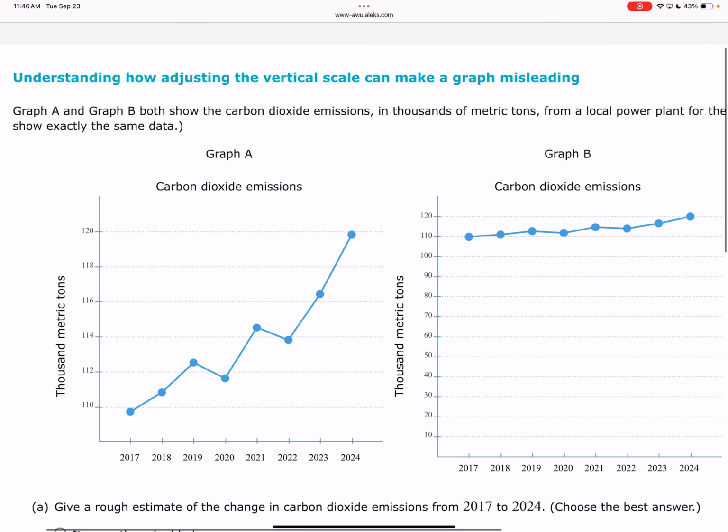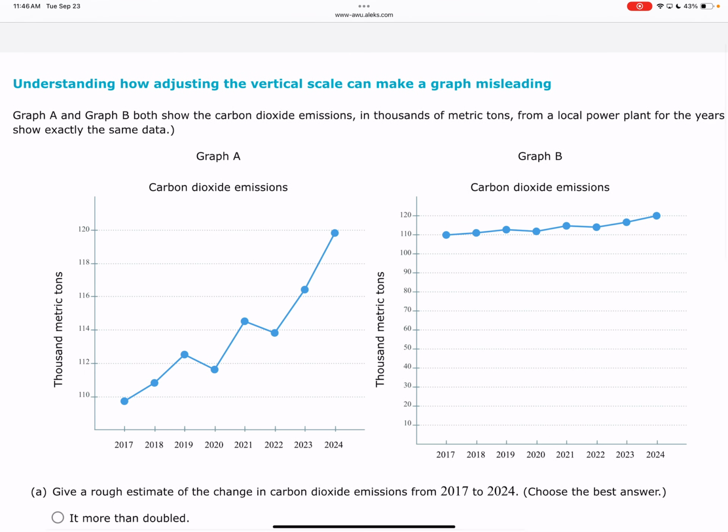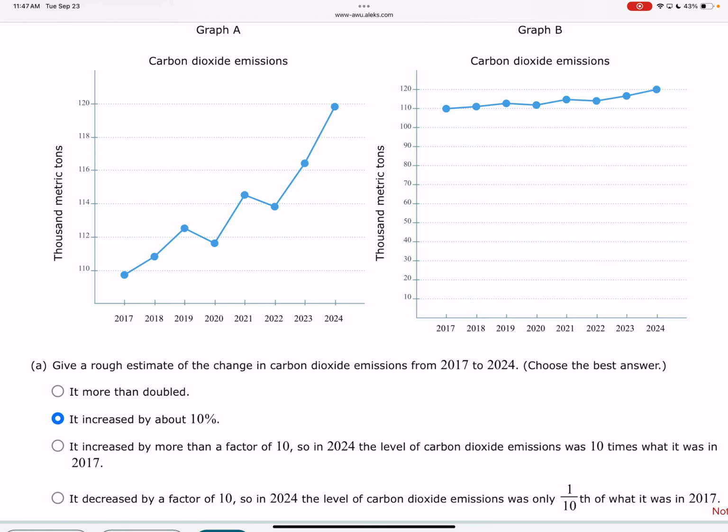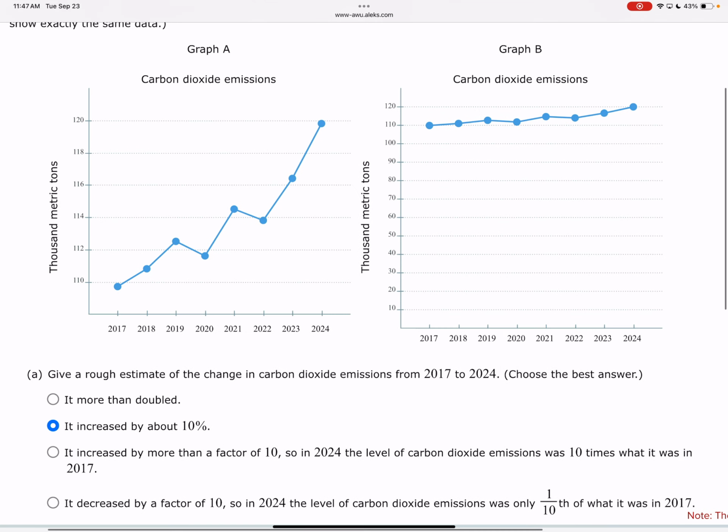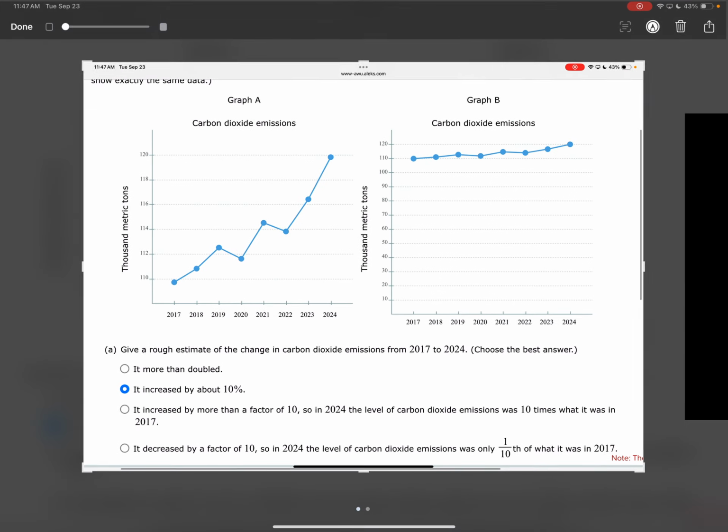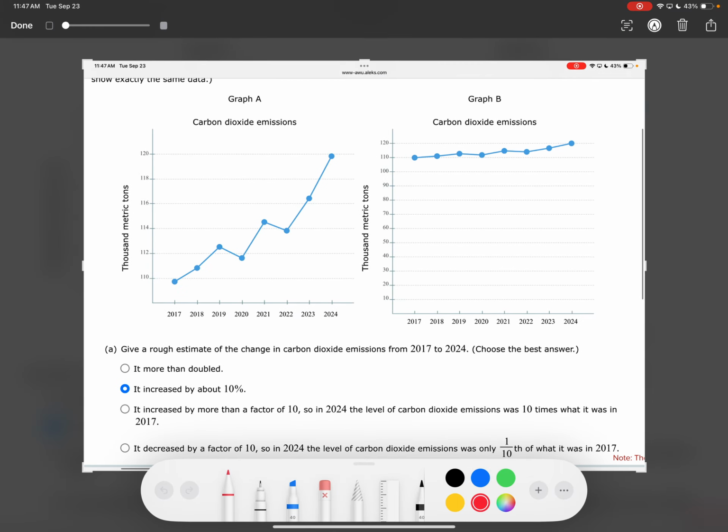I clicked the answer there. But there are some benefits to having the zoomed in one like this, like our question on A. It says, give a rough estimate of the change in carbon dioxide emissions from 17 to 24. So I already said from about 17 to 24, 17 is at about 110, 24 is at about 120. So I suppose I will screenshot this one real quick. You do not have to do math. You can just take a guess and it's about right.